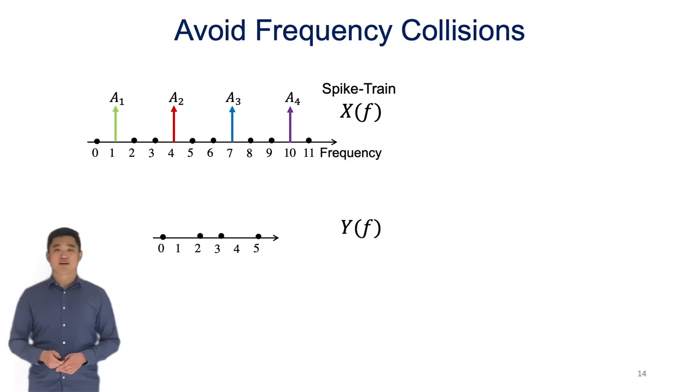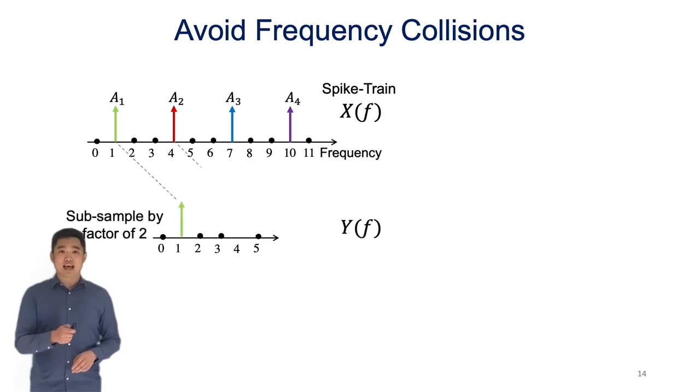For example, if we subsample the spike train X(f) by a factor of 2, then every two frequencies will map to the same bin in the digitized spectrum Y(f). However, ideally, we want at most one spike to map to a bin, because if two spikes collide in the same bin, we will not be able to distinguish and estimate them.